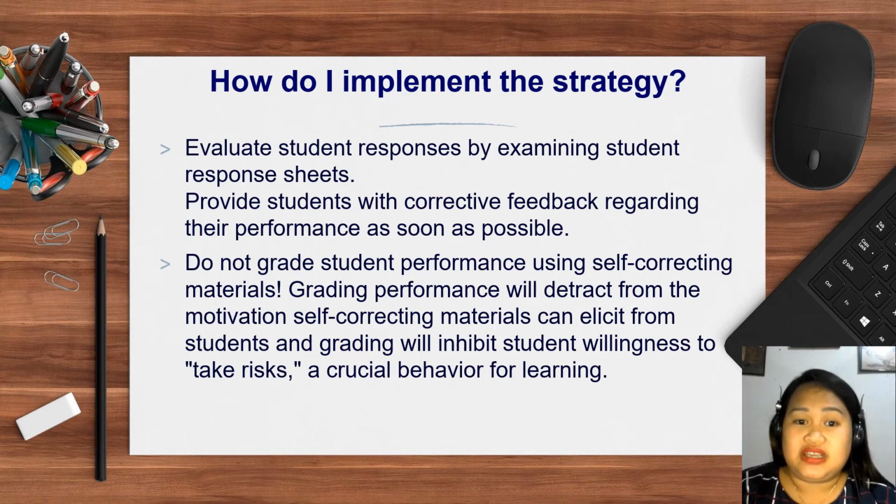Another is do not grade student performance using self-correcting materials. Grading performance will detract from the motivation. Self-correcting materials can elicit risk-taking from students, and grading will inhibit students' willingness to take risks, which is a crucial behavior for learning. So that is another way to implement the self-correction strategy.